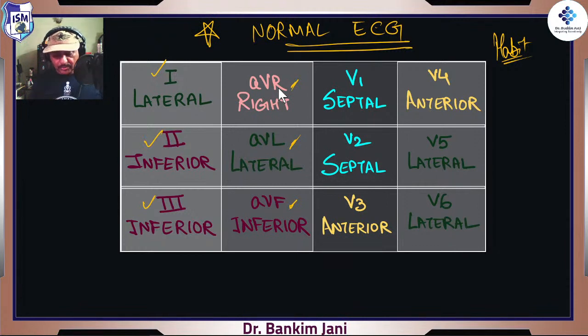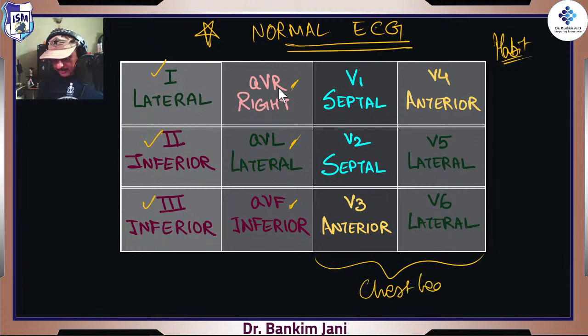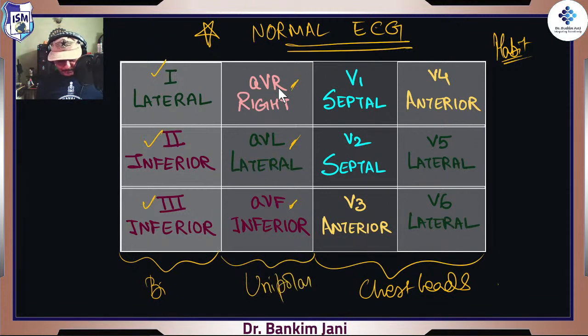It's not that you have to cram it, but when you see the examples, just keep this in mind. And this will become part of you. These are the chest leads. These are the bipolar leads. And these are the unipolar leads, right? Makes sense, right? Bipolar and the unipolar leads. 1, 2, 3, AVR, AVL, AVF and V1 to V6.